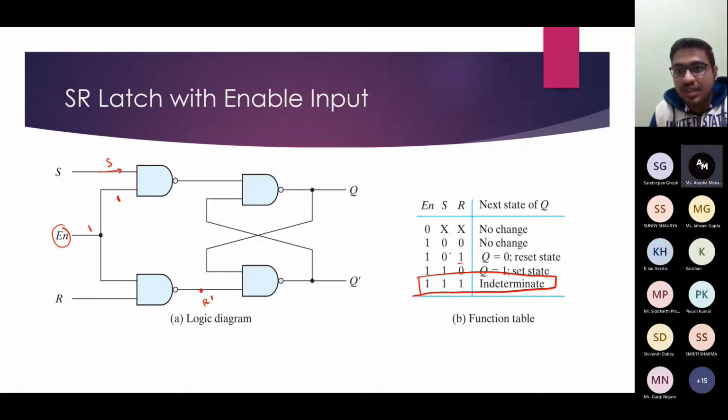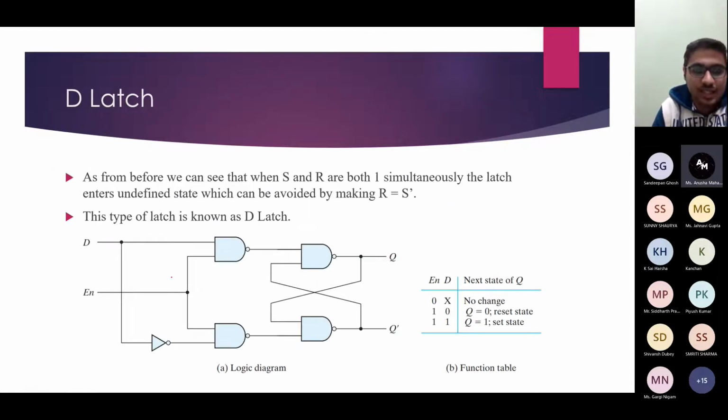Here if you see carefully, S and R are both complement of each other. Means when S is 1, then R is 0, and when R is 1, S is 0. And if by mistake both S and R become 1, then that will cause a problem for us. But we can avoid it by taking R as complement of S. That's called the D latch. Here you can see R is equal to S complement. So our 1 comma 1 input will get eliminated.